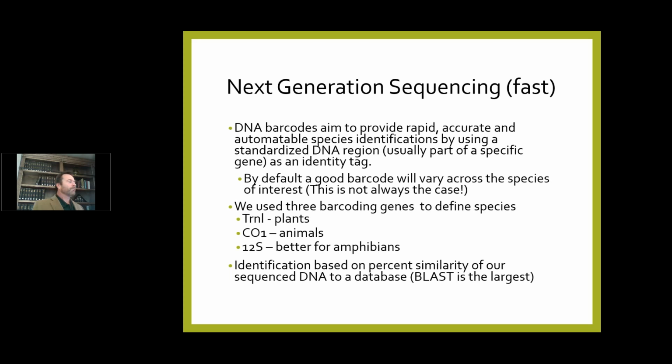All right. You have to extract DNA, and then what I was telling you before is we actually compare that to what we know as DNA barcodes. The idea of a barcode is that it provides a rapid way to accurately and automatically identify a species against a database. And it uses a specific part of a DNA sequence, and it's called an identity tag. This is my writing here. By default, a good barcode will vary across the species of interest.